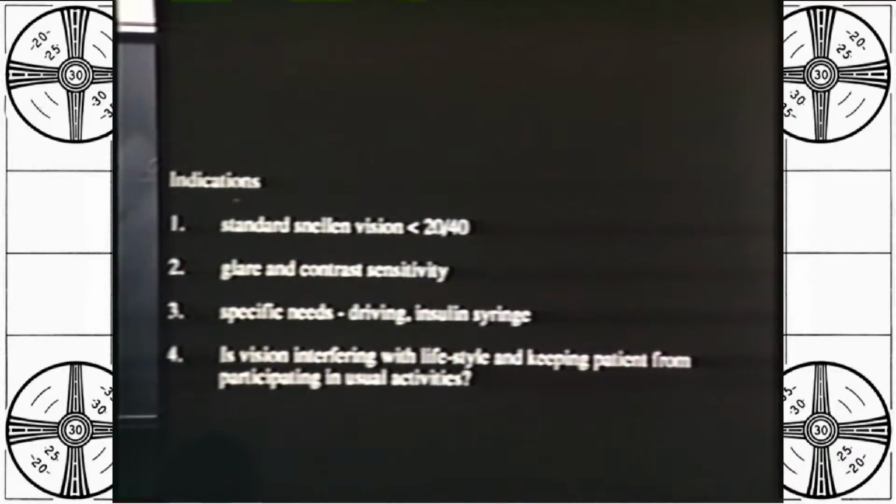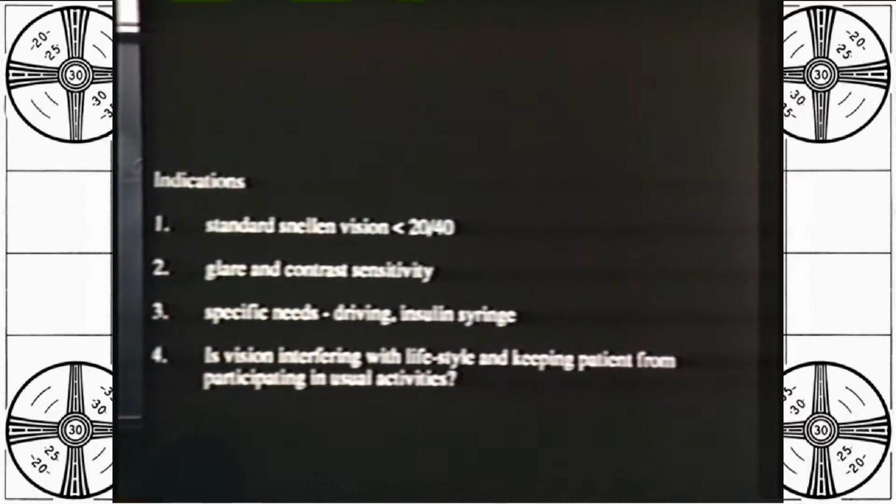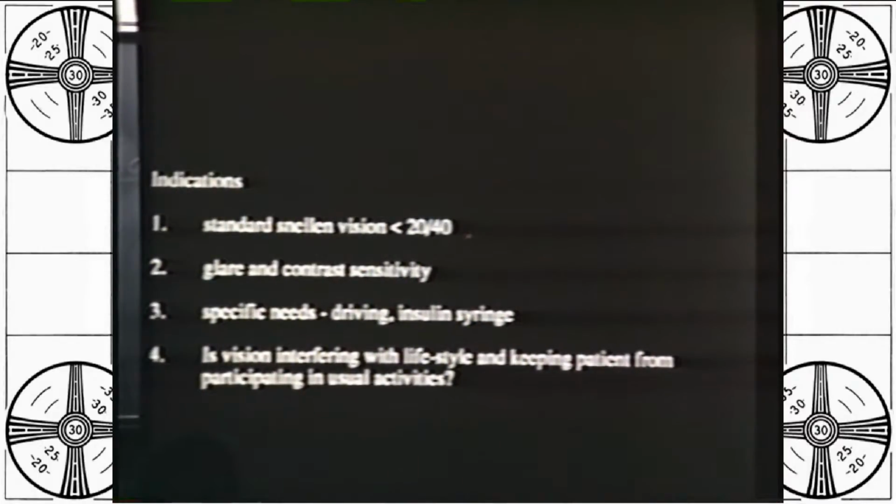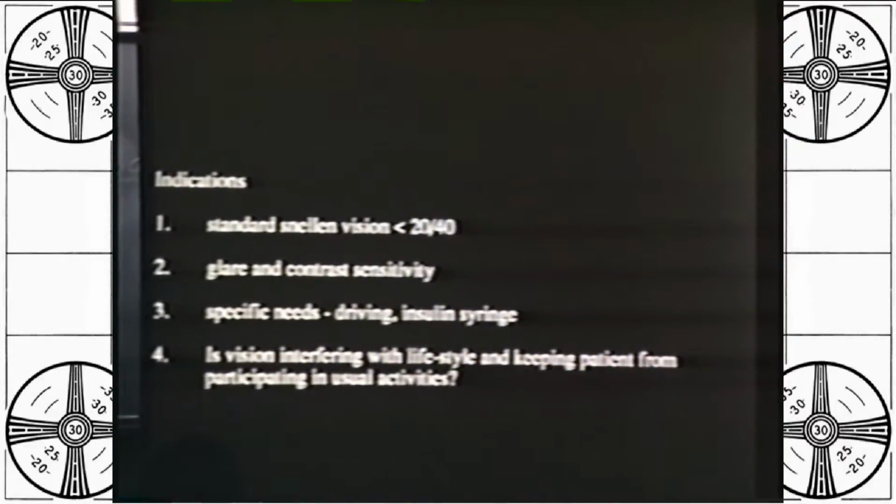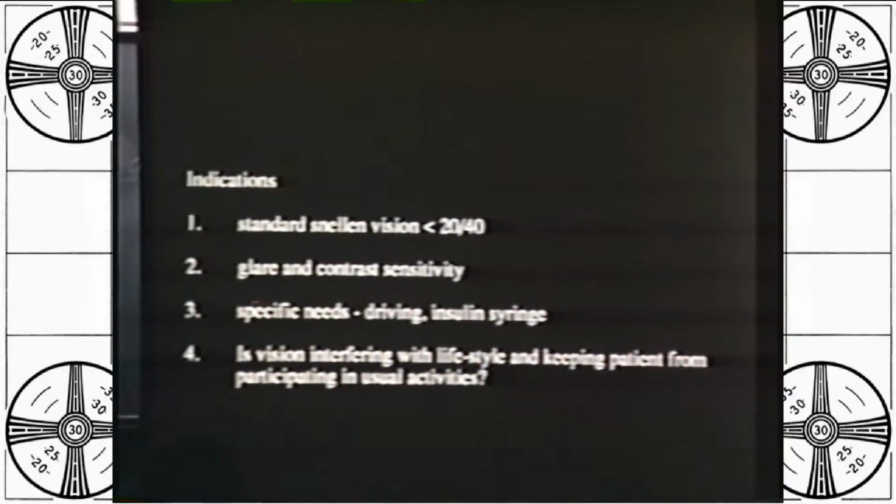And I think that we can have indications such as if your vision is less than 20/40, if there's a certain amount of glare and contrast sensitivity. But I think the most important thing is, what is each patient's specific need? Does the patient need to drive? If they're having trouble from glare and halos and they can't drive. If they're diabetic and they need to see the numbers on their insulin syringe.